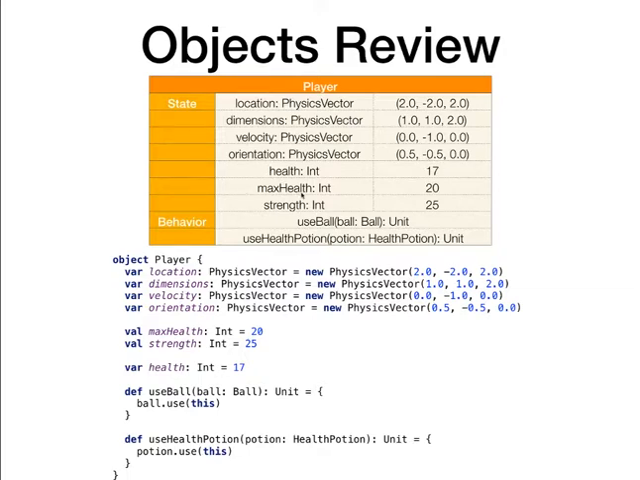They have some health and max health, some strength, and they can use two different items, a ball or a health potion. Where the ball, they're going to throw it, and the health potion, they're going to increase their HP. And we would put all those state variables inside the object, and a couple methods that end up doing whatever we program them to do.